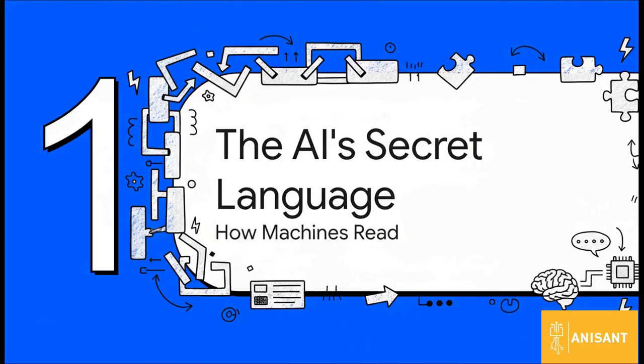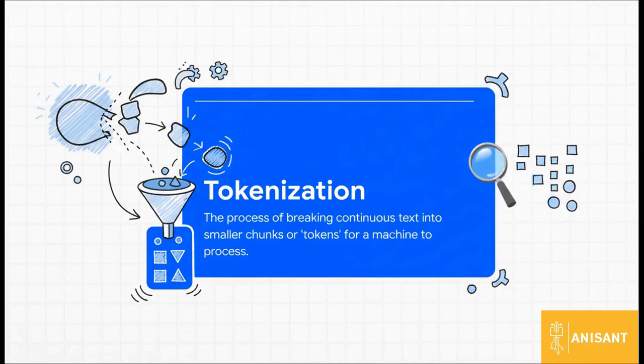Okay, so let's get into it. How do AIs actually read the stuff we type? Well, it all kicks off with this absolutely crucial first step. Before a large language model can even begin to process your prompt, it has to chop it up into smaller, manageable pieces. That process is called tokenization. You can think of it as translating our human sentences into a language the machine can actually work with.